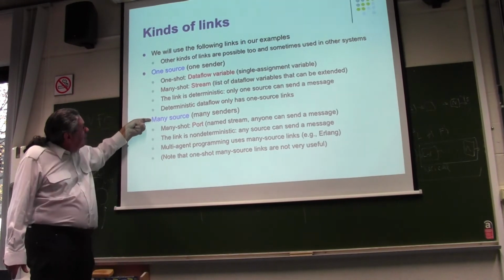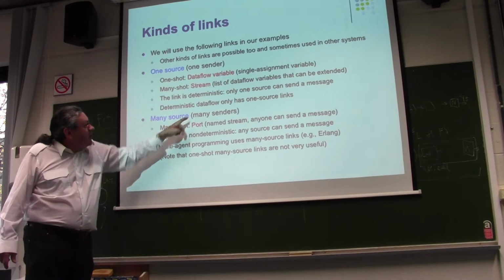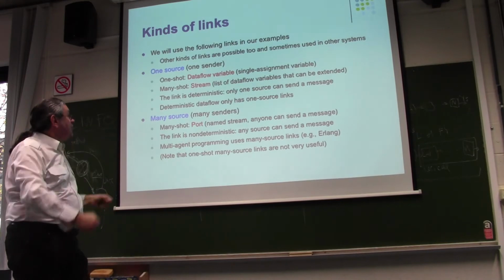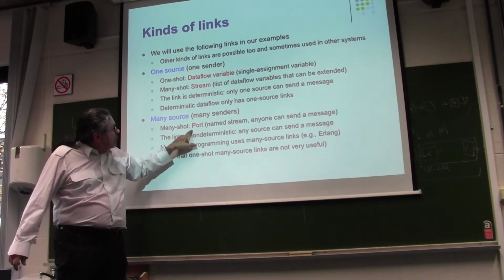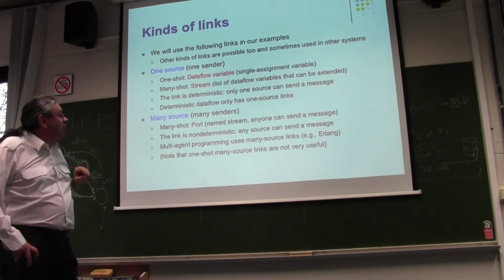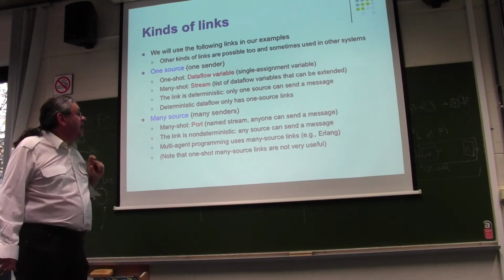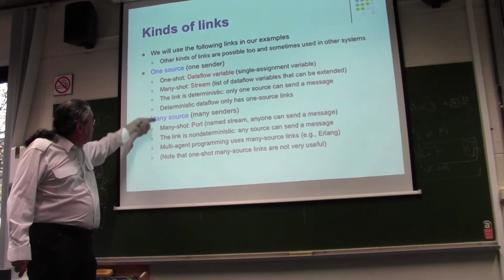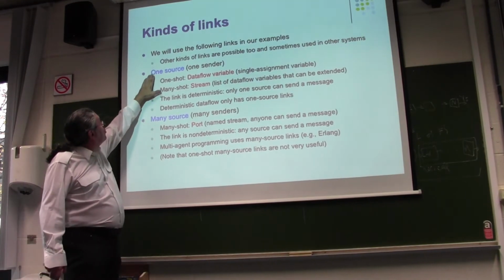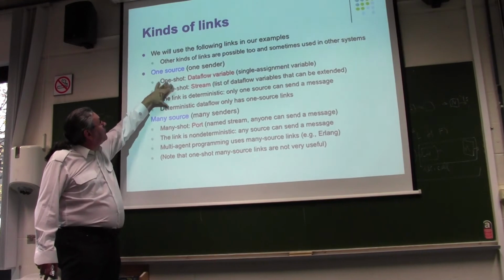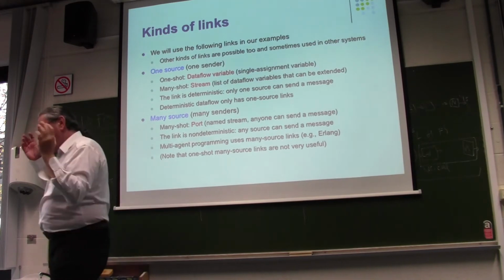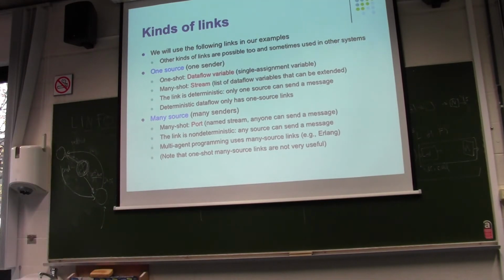Otherwise we also have many sources, the many senders. This is like a client-server where you have many guys sending to the same agent. In the language we call this a port. Remember the port? Anybody can send a message to a port. So this is non-deterministic. Languages like Erlang are based on this. So these one-source links are deterministic, but the many-source links are the ones where many processes can send messages.